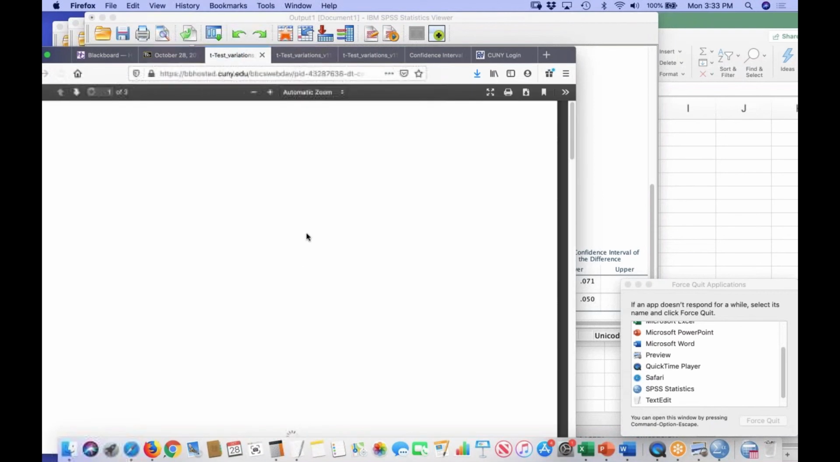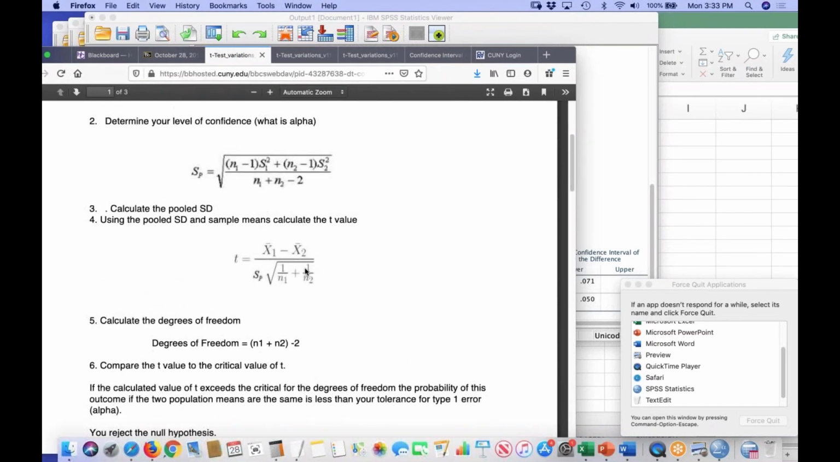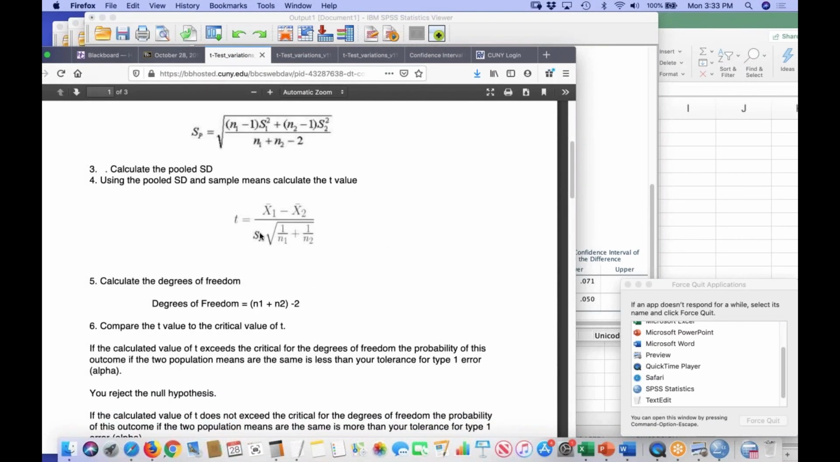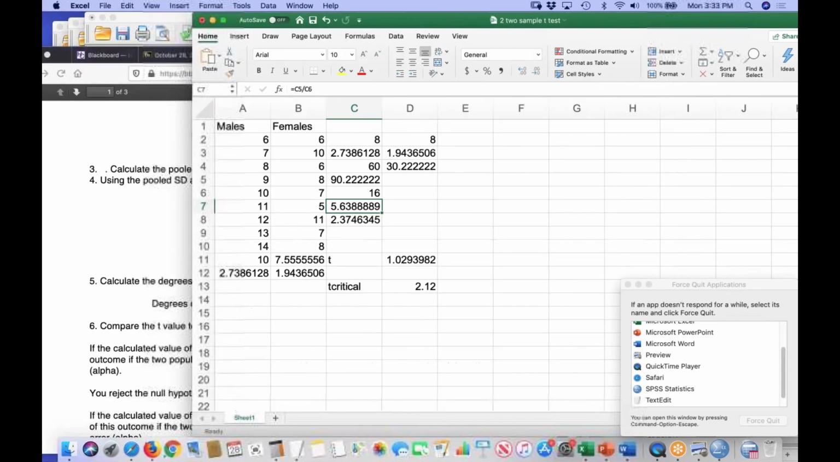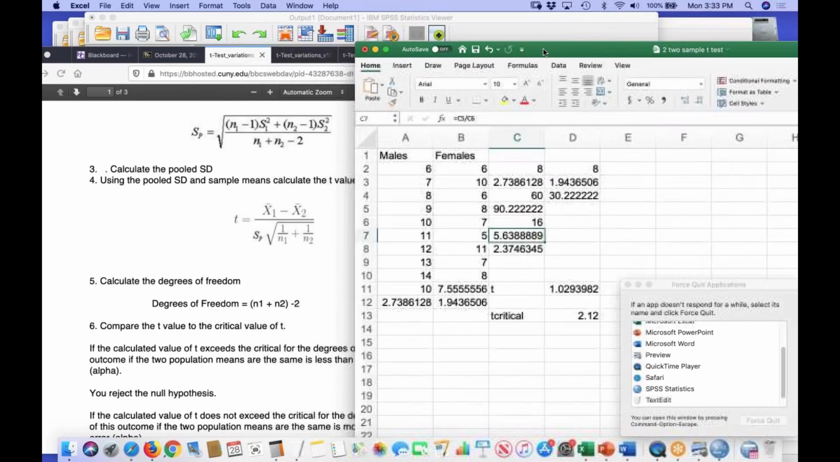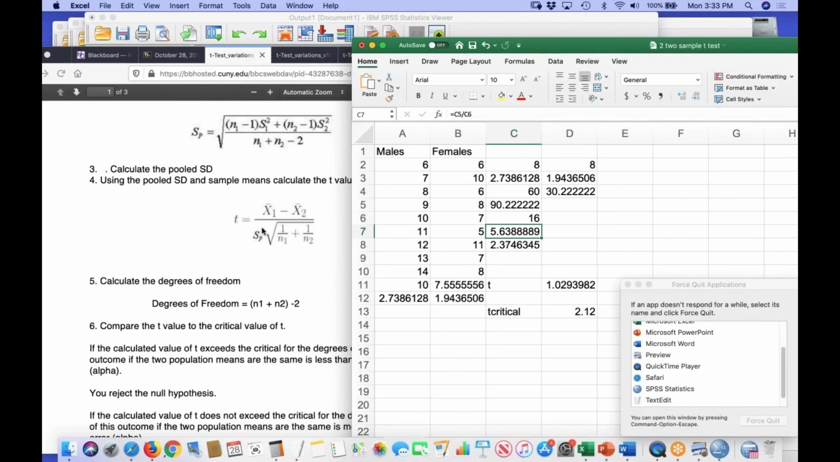T-test variations. Got something here. Oh, I need to, oh my goodness, how dumb. Okay, here we go. So we want the bottom of this equation.